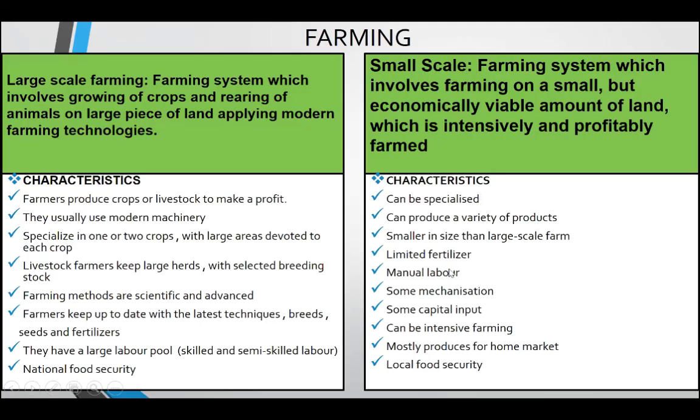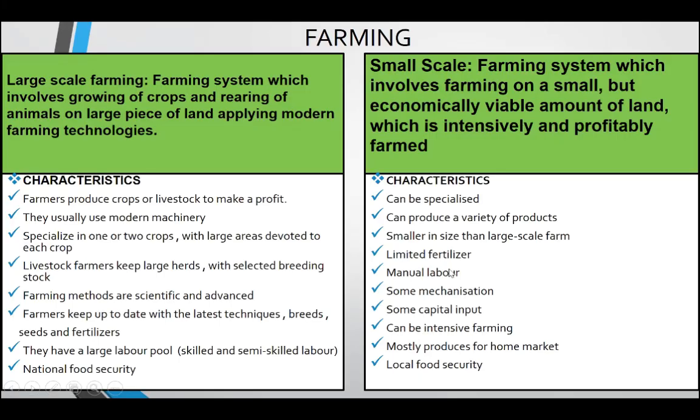This is used over smaller plots or smaller land. There is limited use of fertilizers. Usually it is manual labor, but here we said usually it uses machinery. So in large scale, because the area that must be cultivated or farmed is a very huge area, they will usually use machinery and techniques. But in small scale, because it's usually a smaller area, the farmers or the employees usually use manual work.